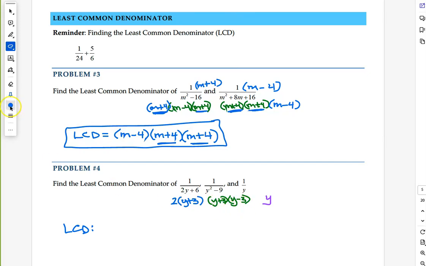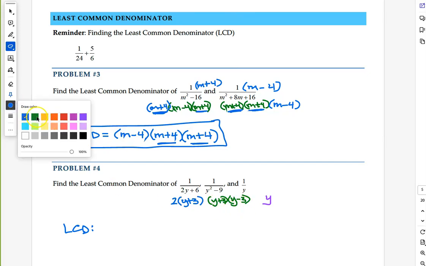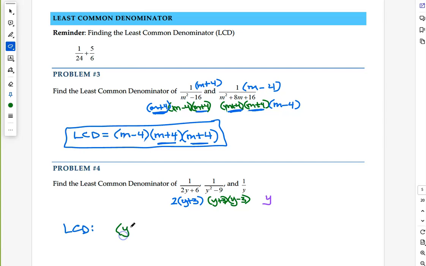It doesn't matter where you decide to start. You just need to look at one of them. I just want to make sure you see that you could do this in a different order and still get there. So I need to have a y plus 3 times a y minus 3 as part of my LCD, because that's what this denominator is.